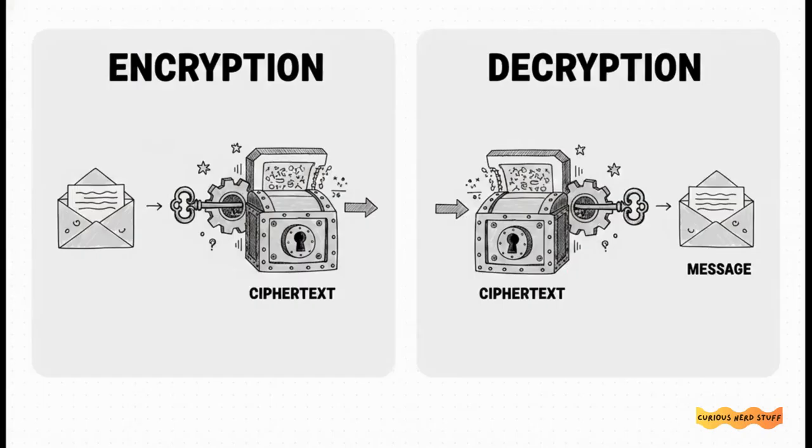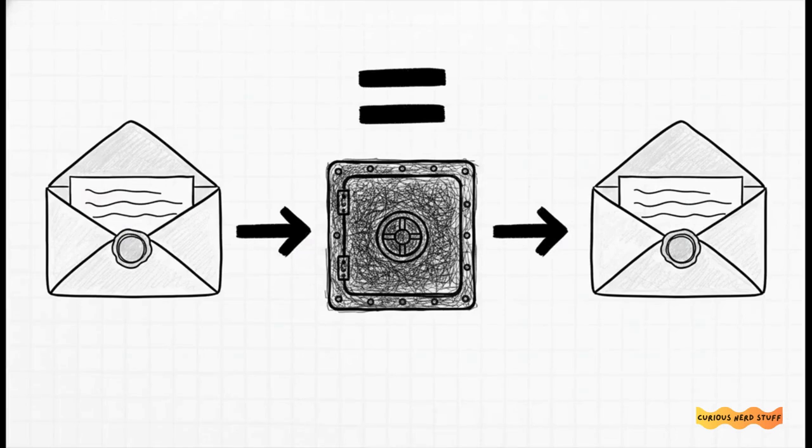Now check out the mathematical symmetry here, because it's pretty beautiful. On the left side, we have the encryption algorithm, represented by E. This algorithm takes your random key, K, combines it with your message, M, and spits out your locked ciphertext, C. It locks the box. Then, over on the right, the decryption algorithm, D, reverses that exact same process. It takes that same key, K, applies it to the scrambled ciphertext, C, and magically pulls out the original readable message, M.